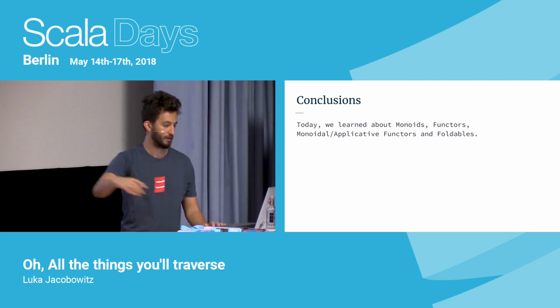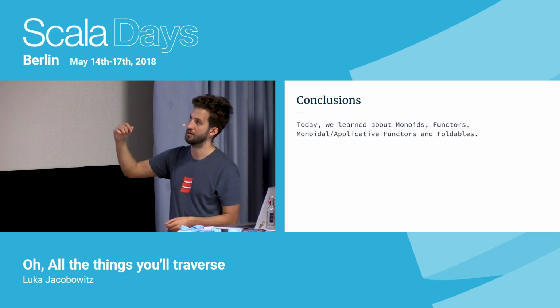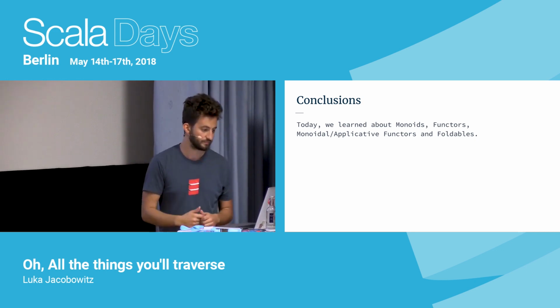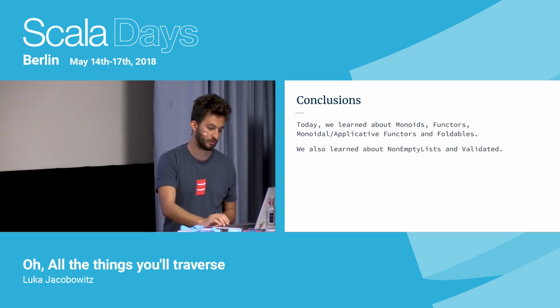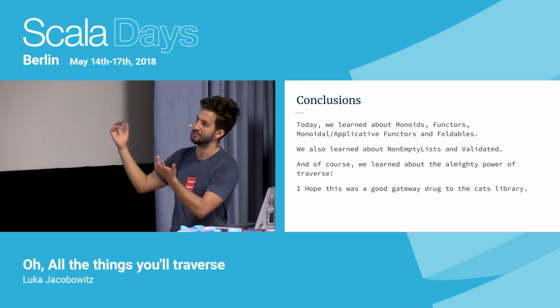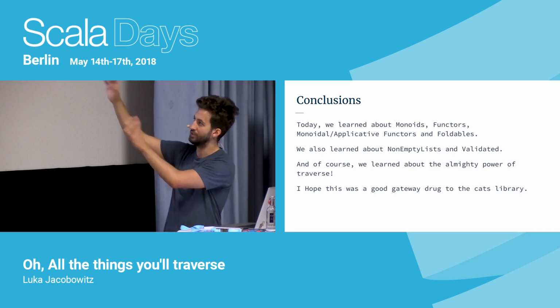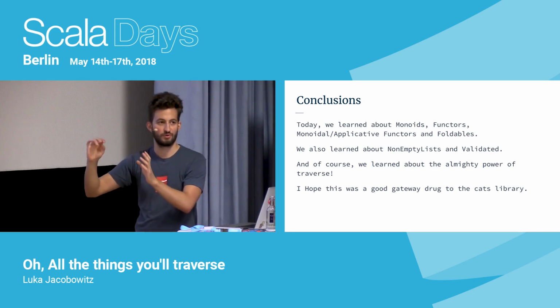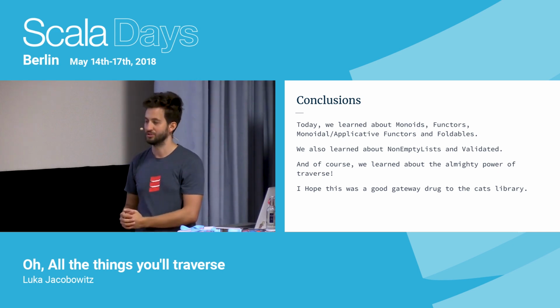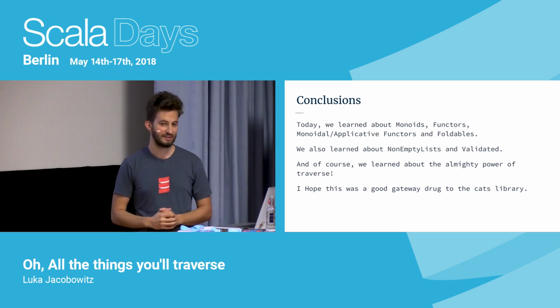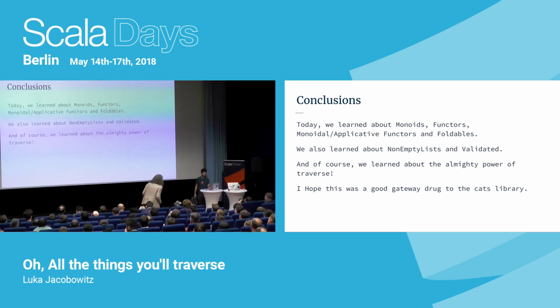Conclusions, very quick. Today we learned about monoids, functors, applicatives, and foldables. And of course, we also learned about non-empty lists and validated. All of this can be found in Cats. And we learned about the really cool power of traverse. So if you don't know what to do, just call traverse, see if it compiles, then usually your code is fine.